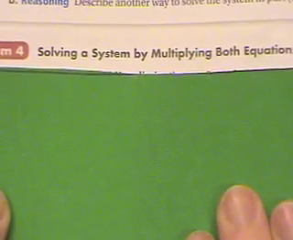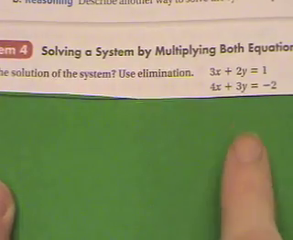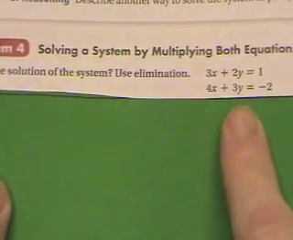So, you know how to solve a system by adding equations. You know how to solve a system by subtracting equations. You know how to solve a system by multiplying one equation to get them to line up so you can add or subtract. What's left? That's right. Solving a system by multiplying both equations. I'm on page 376 in your book. We're going to go through this quickly because by this point I think you've got this figured out. Here's your system. 3x plus 2y equals 1. 4x plus 3y equals negative 2.